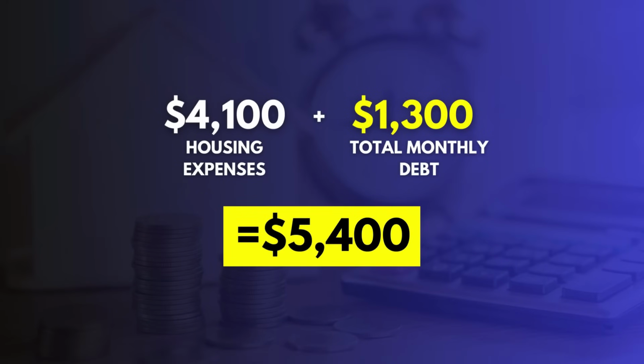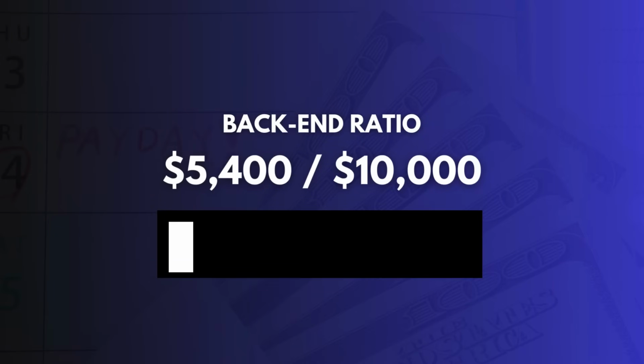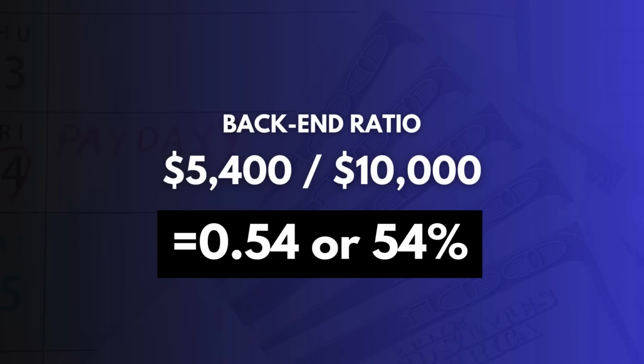So our front end ratio was $4,100. Now we take the $1,300 that we have here, that's what shows up on our credit report, and we add it to the $4,100. So that puts us at $5,400. Well, if we take $5,400, we divide it into 10,000, that gives us 0.54 or 54%. So in this case, we meet the basic guidelines to get approved for an FHA loan.